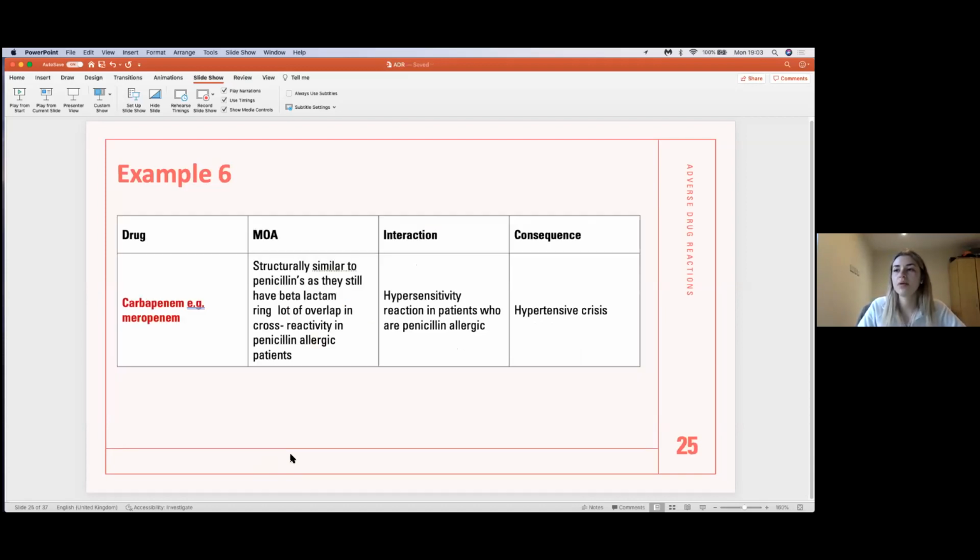And my last example, so it's just carbapenems. These are similar to penicillins. They've both got the beta-lactam ring, and this causes cross-reactivity in penicillin allergic patients, and this can present with a hypertensive crisis. So just be aware of prescribing carbapenems to people who've got a penicillin allergy.